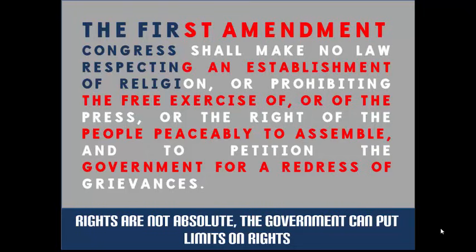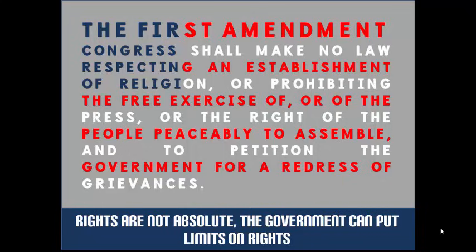So the text of the First Amendment, which lists 5 basic freedoms, is pretty straightforward, so read along with me. Congress shall make no law respecting an establishment of religion or prohibiting the free exercise of, or of the press, or of the right of the people to peaceably assemble and to petition the government for a redress of grievances. And these freedoms provide the bedrock to a fair and open society, and we're going to look at them in greater detail.